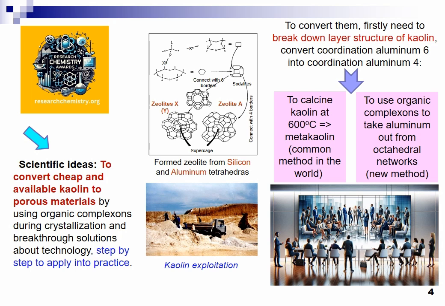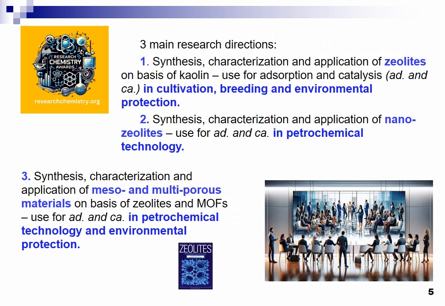The scientific idea is to convert cheap and available kaolins to porous materials by using organic complexes during crystallization, and breakthrough solutions about technologies step by step to apply into practice. To convert them, firstly we need to break down the layer structure of kaolins and convert coordination aluminum 6 into coordination aluminum 4.